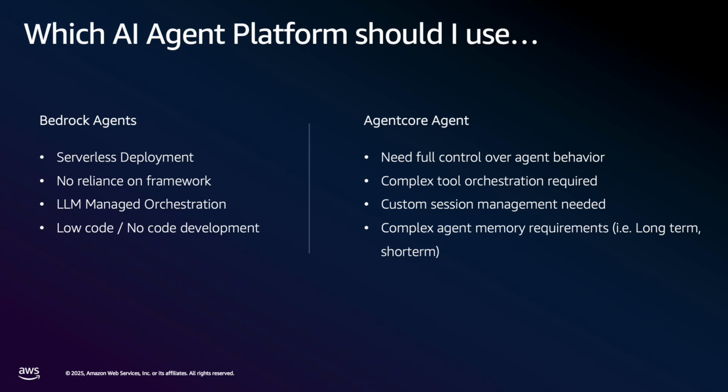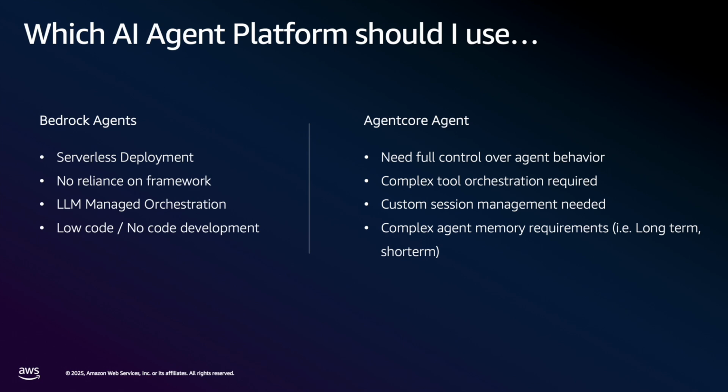AgentCore is great when you need more control over your agent's workflow and decision-making process, especially for complex tool orchestration scenarios. It's also great when you're already working with agentic frameworks like LangChain, LangGraph, or CrewAI and need to deploy them at scale. And additionally, AgentCore provides capabilities to support both long-term and short-term agentic memory for those more sophisticated agent behaviors. Now, here's something really powerful.